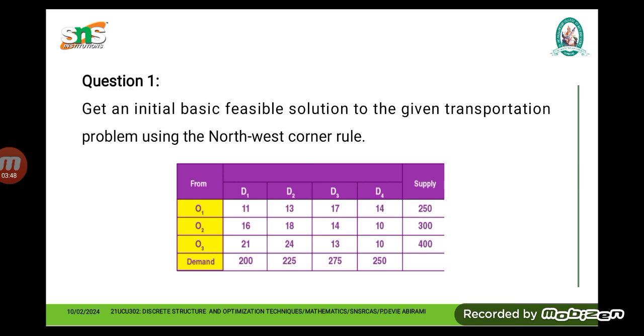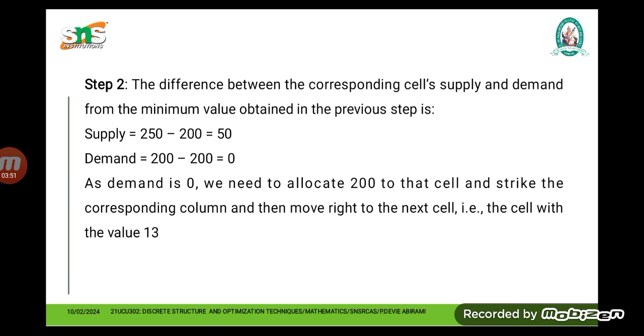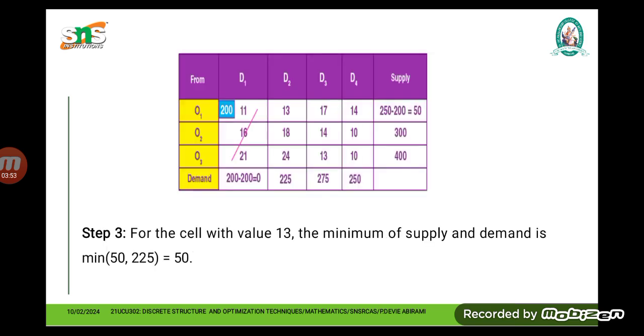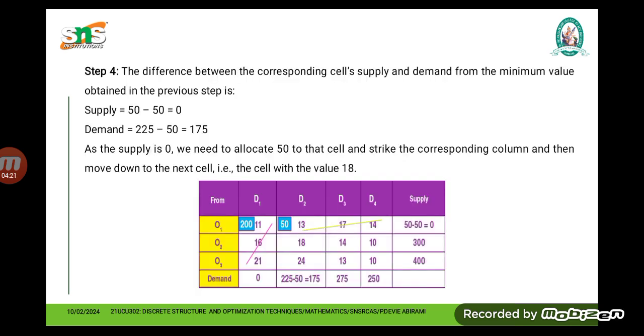So my problem will become 11, 200. My allocation is 11, 200. In supply 250 is reduced to 50. In demand 200 is reduced to 0. My second northwest corner has the value 13. While comparing this supply and demand, my supply is very minimum when compared to my demand. So 50. I am going to cross out the row and I am going to subtract the 50 from 225. We will get the value 175.